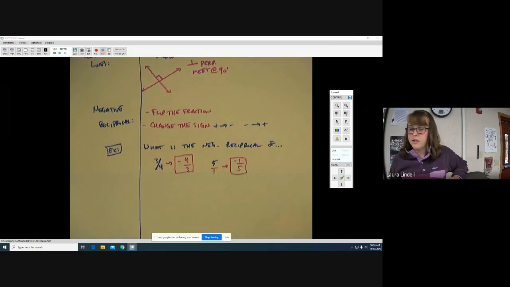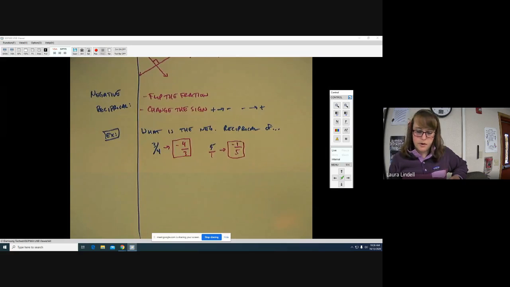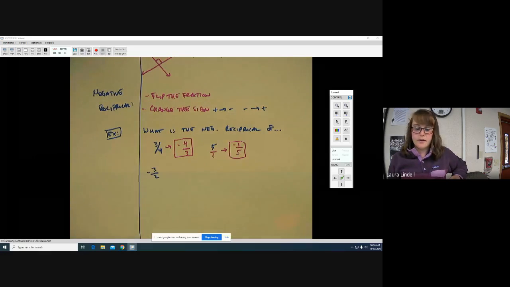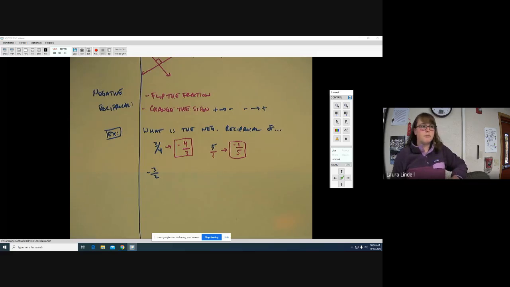All right, let's do one more. What would the negative reciprocal of -3/2 be? Your turn to try this one. Find the negative reciprocal of -3/2.